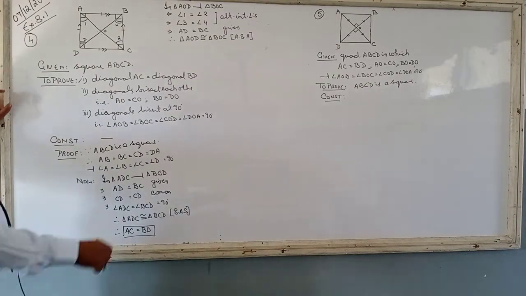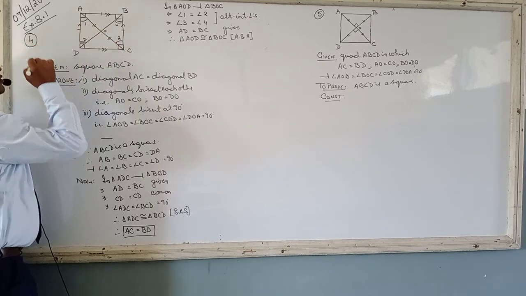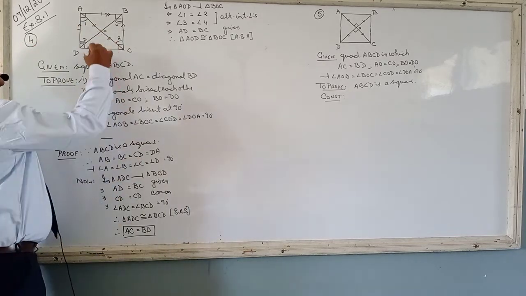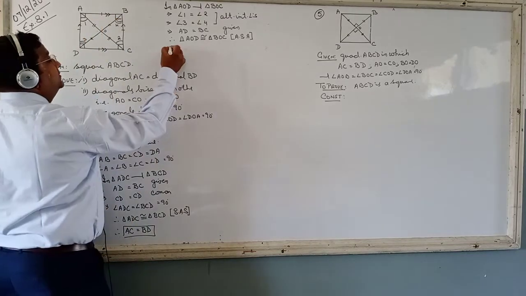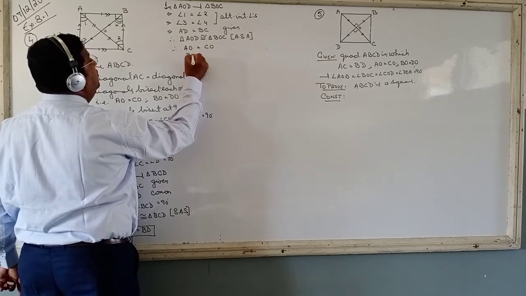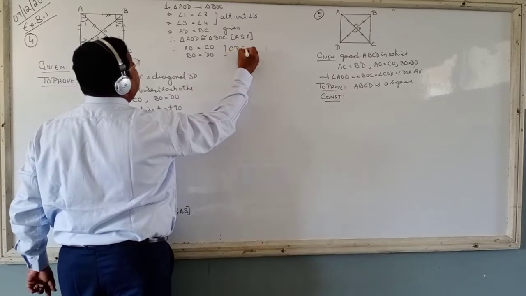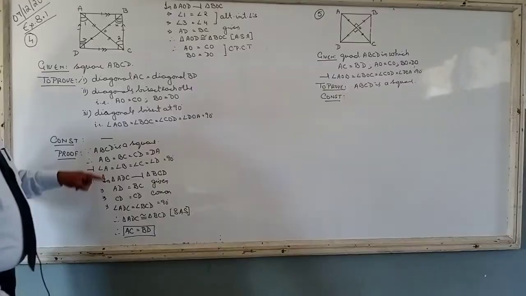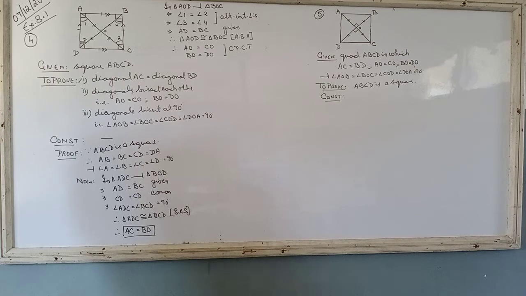If they are congruent, is AO equal to CO by CPCT? Is BO equal to DO by CPCT? So therefore, AO equals CO, BO equals DO, by CPCT. That means the diagonals are bisecting each other.